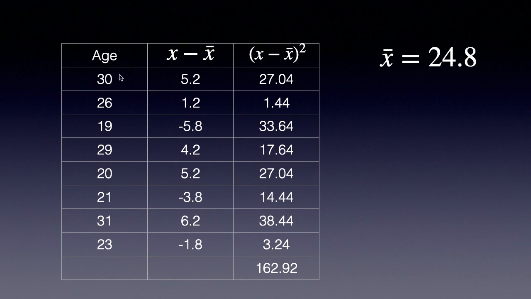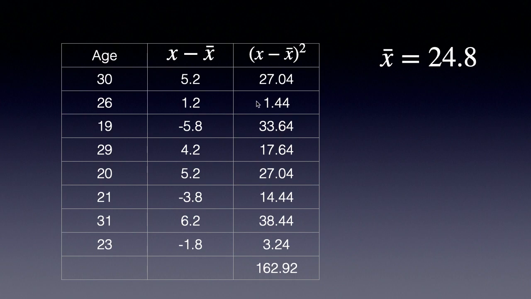This says to take the data value and subtract its mean. If I take 30 minus 24.8, that gives me 5.2. If I take 26 and subtract 24.8, it gives me 1.2. If I take 19 and subtract 24.8, I get negative 5.8. Notice that when these differences are positive, the data value is larger than its mean, and when they are negative, the data value is smaller than its mean. Then if I take 5.2 and square it, it gives me 27.04.